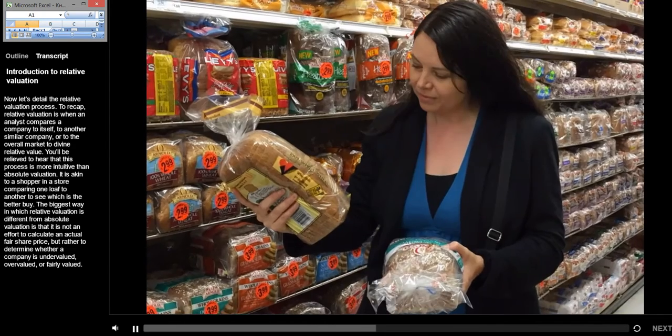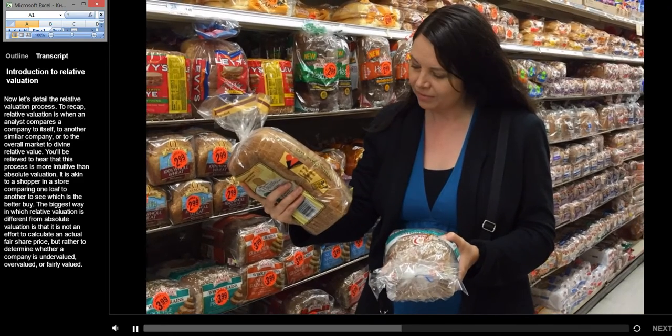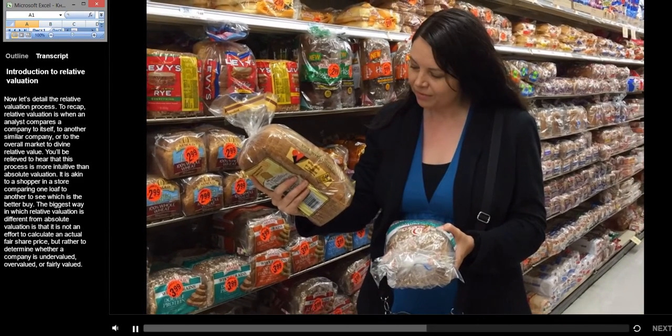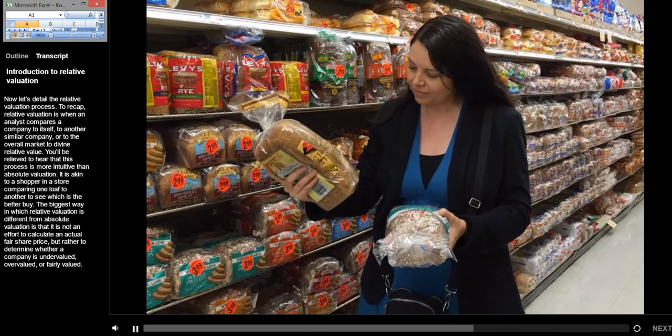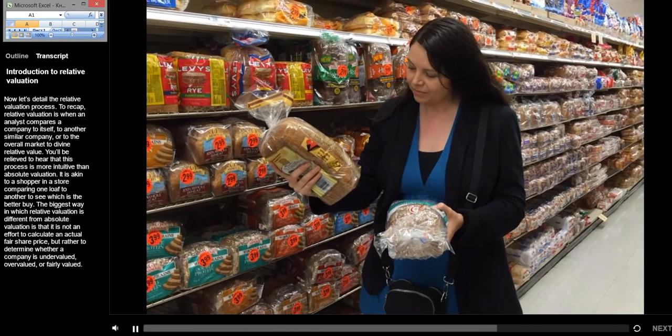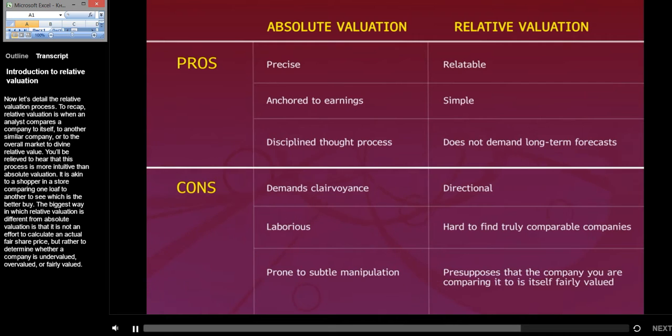It is akin to a shopper in a store comparing one loaf to another to see which is the better buy. The biggest way in which relative valuation is different from absolute valuation is that it is not an effort to calculate an actual fair share price, but rather to determine whether a company is undervalued, overvalued, or fairly valued.